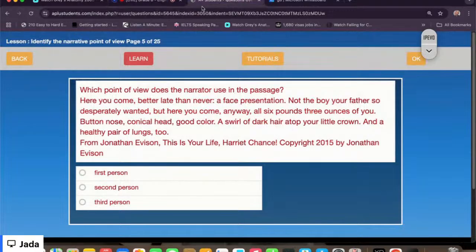Here you come, better late than never. A face presentation, not the boy your father so desperately wanted, but here you come anyway. All six pounds, three ounces of you. Button nose, conical head, good color, a swirl of dark hair atop your little crown, and a healthy pair of lungs too. First, second, or third?